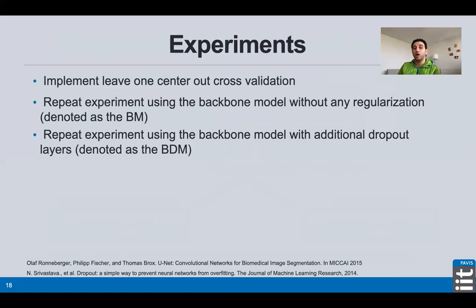We implemented leave-one-center-out cross validation using our proposed idea with the auxiliary loss function, and we repeated the same experiment, removing this auxiliary network or additional network, and we also removed the regularization layer from the backbone model. Here, the backbone model actually is a U-Net, but without any regularization layer. And the BDM model is also a U-Net model with an additional dropout layer.